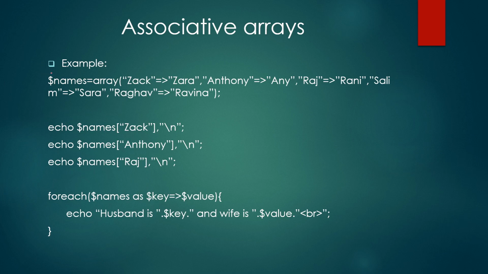Here I have taken a bit different example. Here I am storing the names of the husband and wife. That's why I have used an associative array, because if I go for an indexed array, it would be a waste of time. Here I can easily say, okay, this is Zach and his wife is Zara. This is Anthony, his wife is Annie.